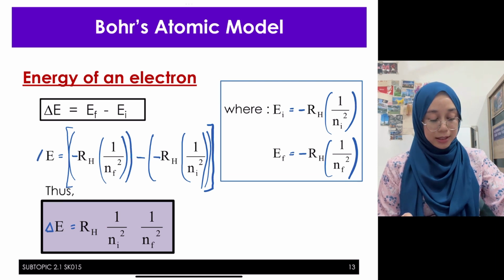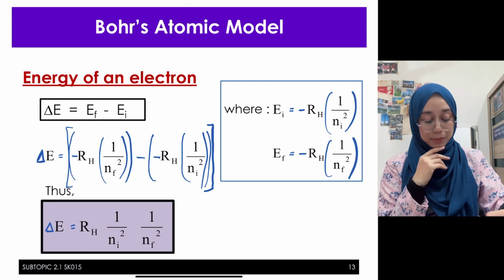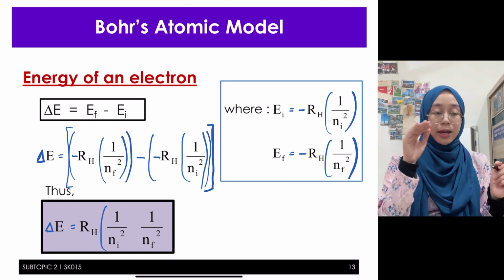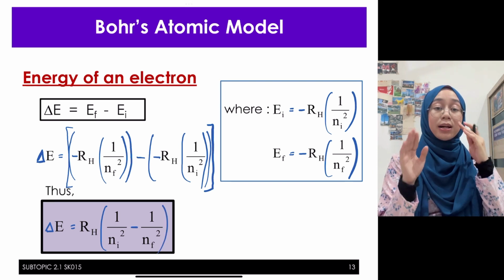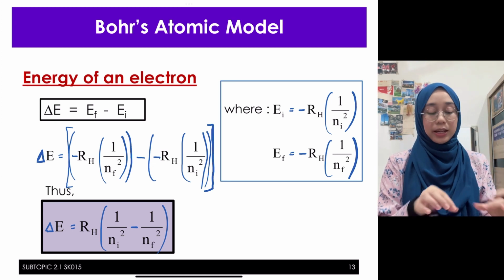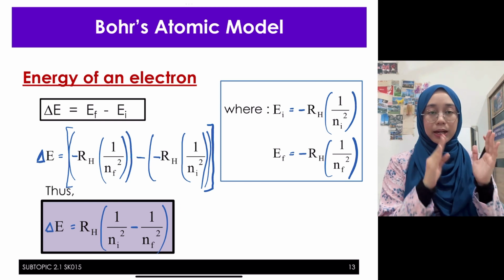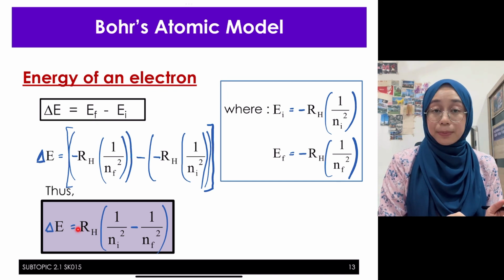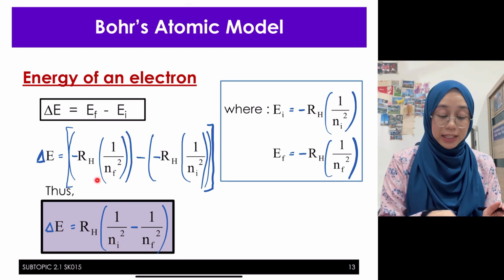Energy difference between those two energy levels tadi adalah equals to Rydberg constant times with 1 over n initial squared minus 1 over n final squared. Okay, so kamu akan dapat this formula. Only the formula yang dalam box ni je yang kamu kena take note. Kita akan ada Rydberg constant, dah tak ada negative sign depan ni. Lepas tu initial tolak final, lepas kita rearrange balik formula yang kat atas tadi. So you will get this formula here.